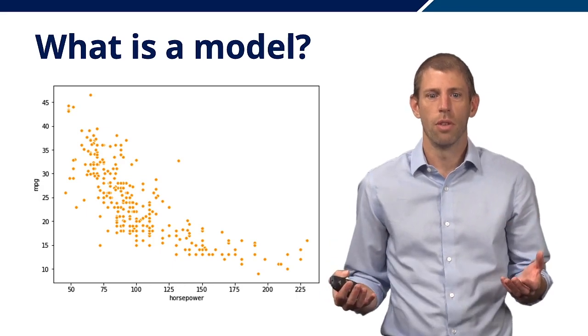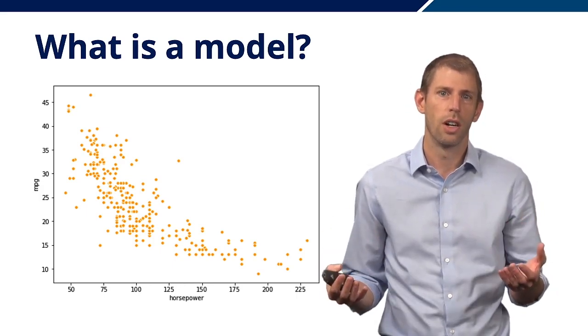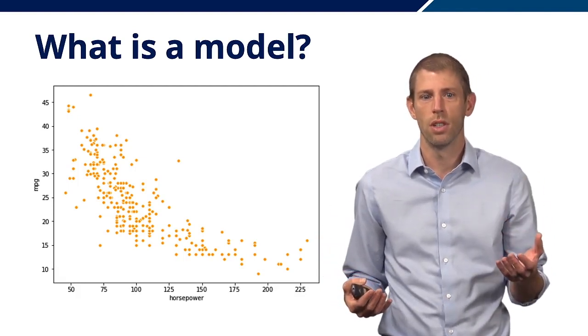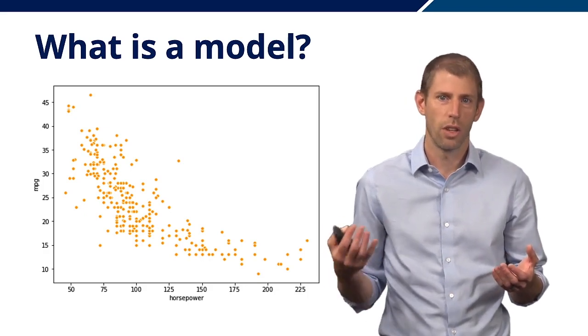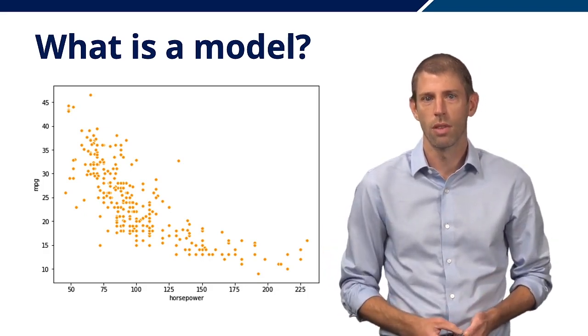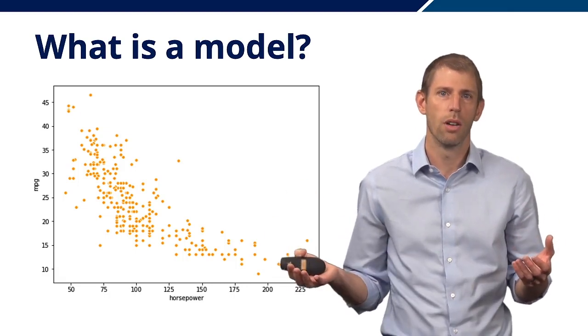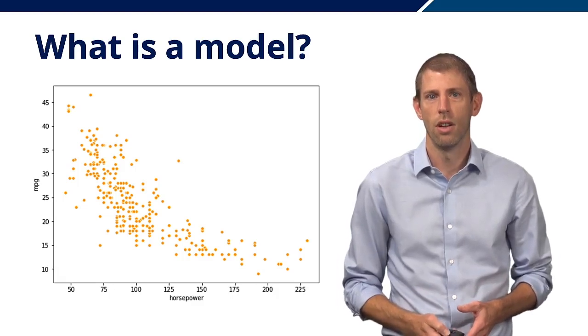Let's take an example of a model. Suppose we've collected a bunch of data on car engines, and we'd like to try to approximate the fuel efficiency of a car in miles per gallon from data that we've collected on the horsepower of the car's engine. You can see on the screen a simple plot where we've plotted horsepower on the horizontal axis and miles per gallon on the vertical axis.